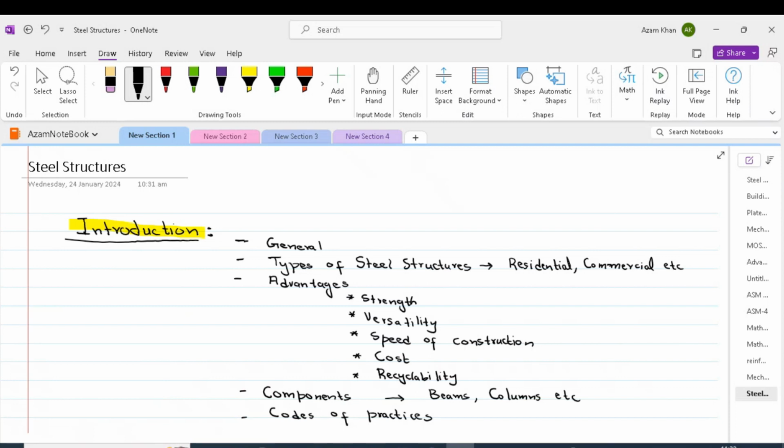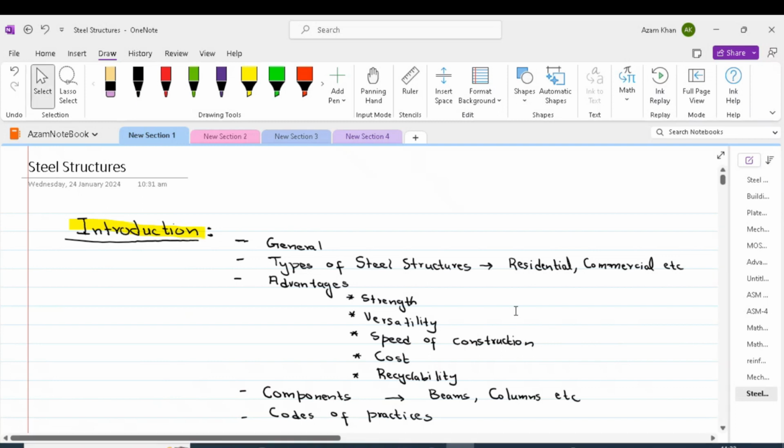The fourth advantage of steel is its cost effectiveness. While the initial cost of steel may be higher than some other materials, its durability and low maintenance cost make it cost effective in the long run. Another advantage of steel is its recyclability. Steel is highly recyclable, making it an environmentally friendly choice. So these were a few of the advantages of steel structures.